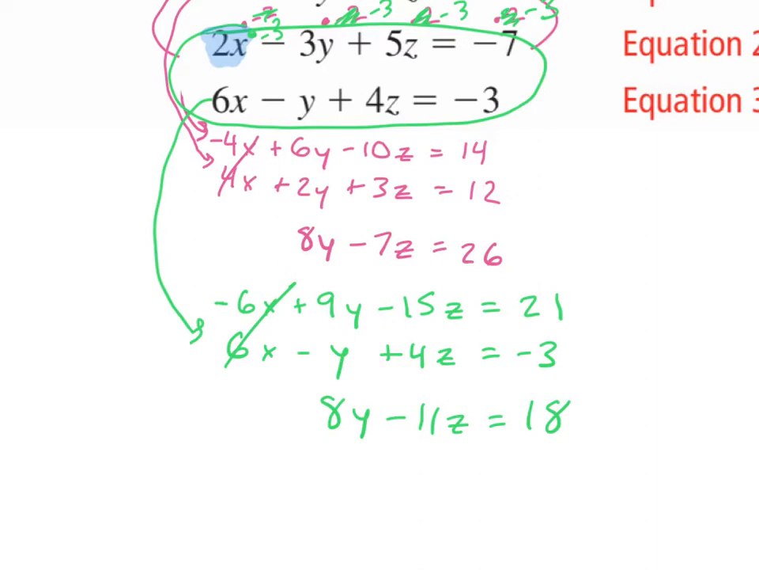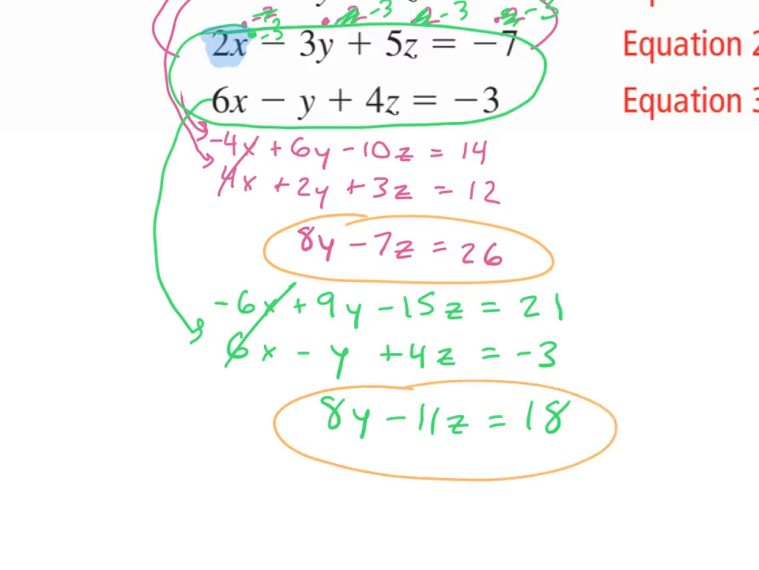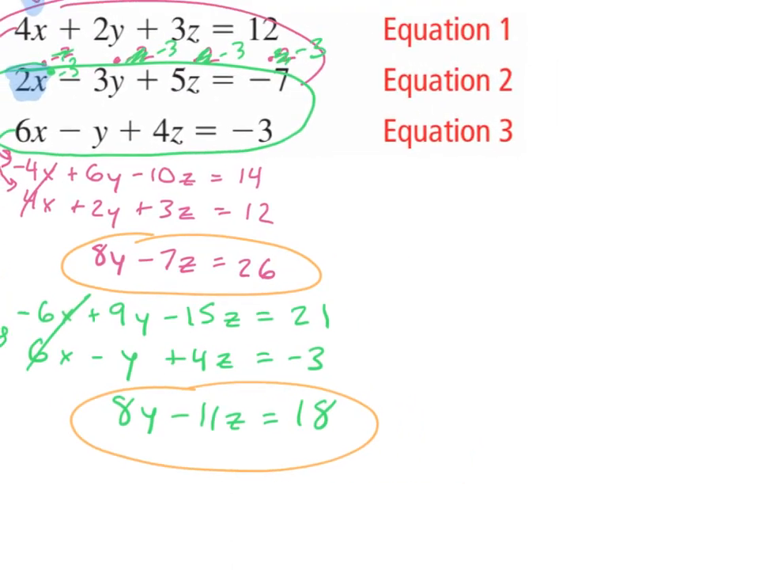So now that we have our two equations with two variables, we can now take these and do the same exact thing that we did yesterday. We line them up and eliminate a variable and then plug it in. So we have 8y minus 7z is equal to 26, and 8y minus 11z is equal to 18.